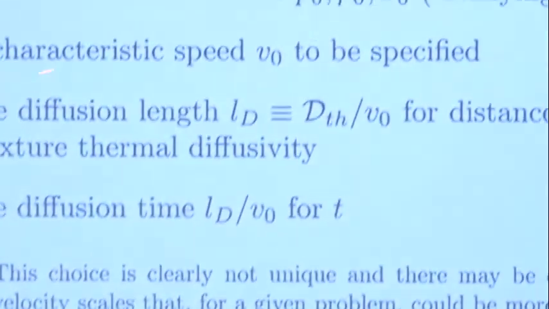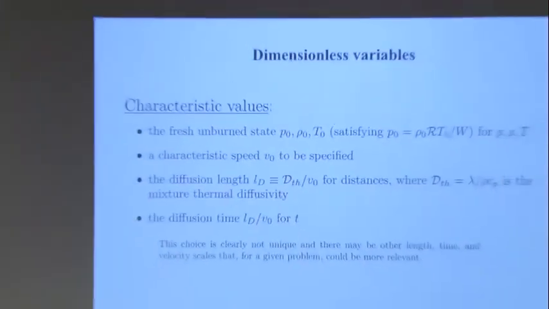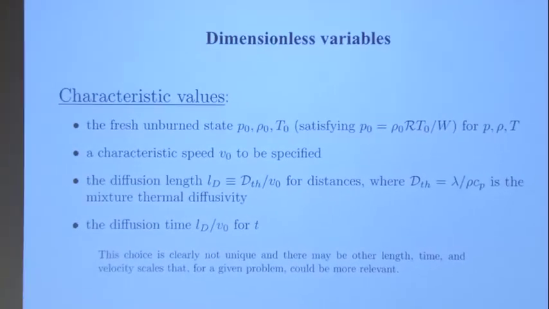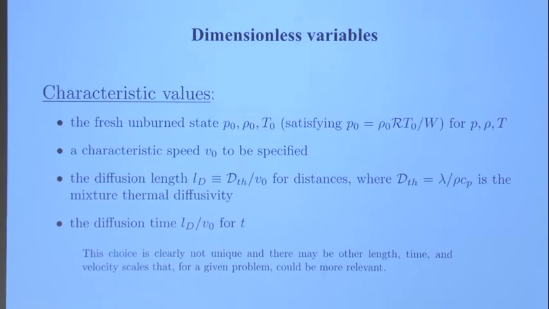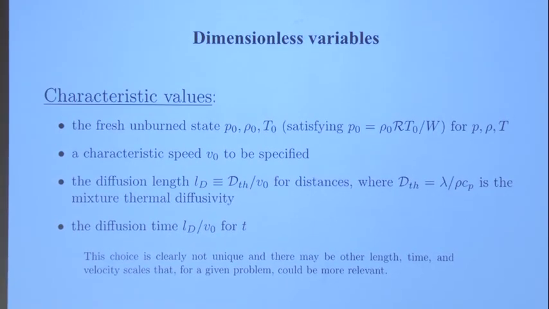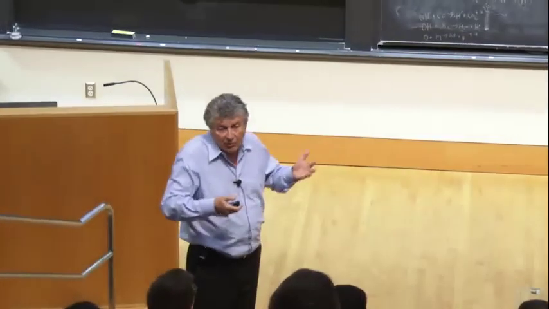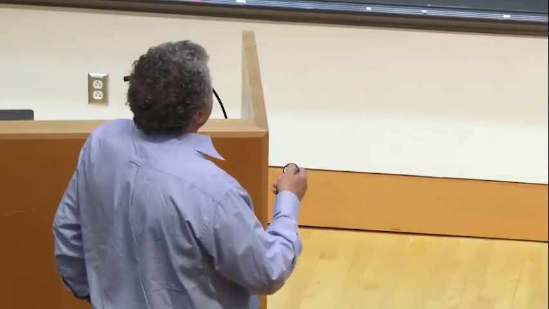Okay, the next thing is a characteristic speed. Let's choose some velocity v naught. At the moment, we don't know what it is, but we have to specify it. We cannot, by the way, choose to characterize things with something that we don't know, because that unknown appears in the equation. So that's important to remember.